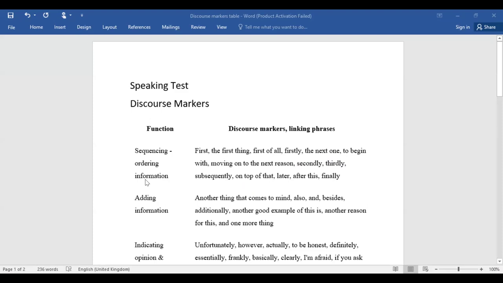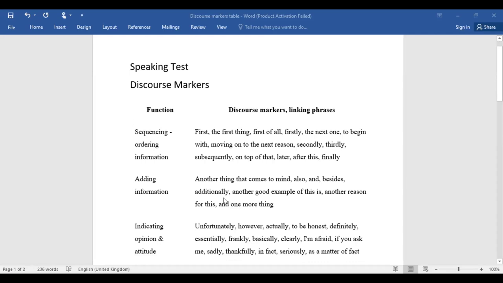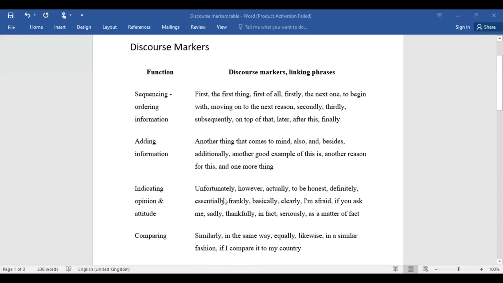Now, what discourse markers will you use when you are adding information? Another thing that comes to mind, also, and besides, additionally, another good example of this is, another reason for this, one more thing, okay? When you want to add information, you may use any of these discourse markers.